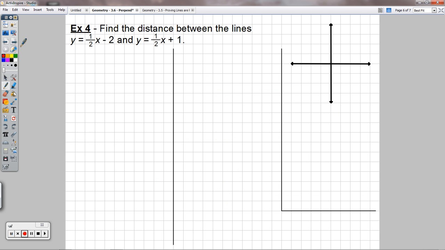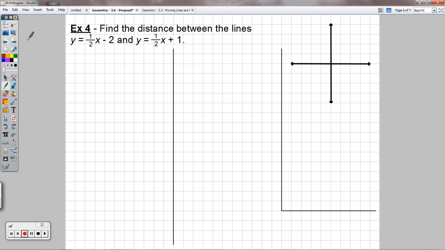Now let's do a slightly harder problem here. So find the distance between the lines. Now these aren't just horizontal or vertical. They're on a slope of some sort. This one happens to have, or these two happen to have a slope of 1/2. So there's going to be a process that we need to go through when dealing with problems like this. We'll practice a couple of these together here, and you should be graphing as you go.